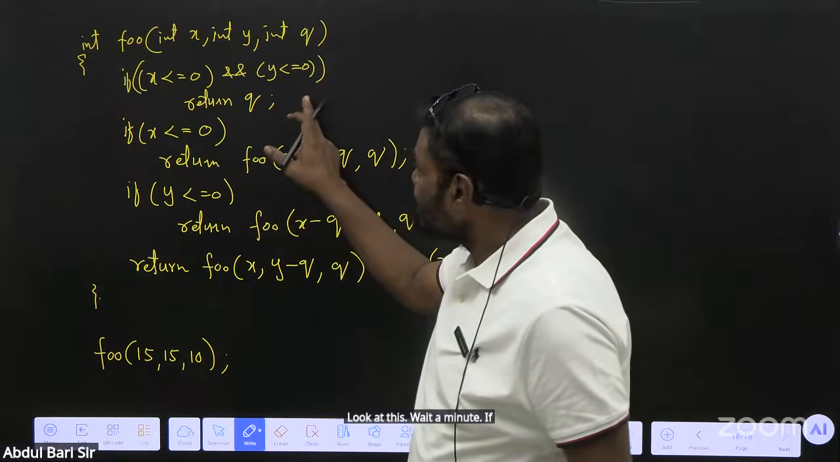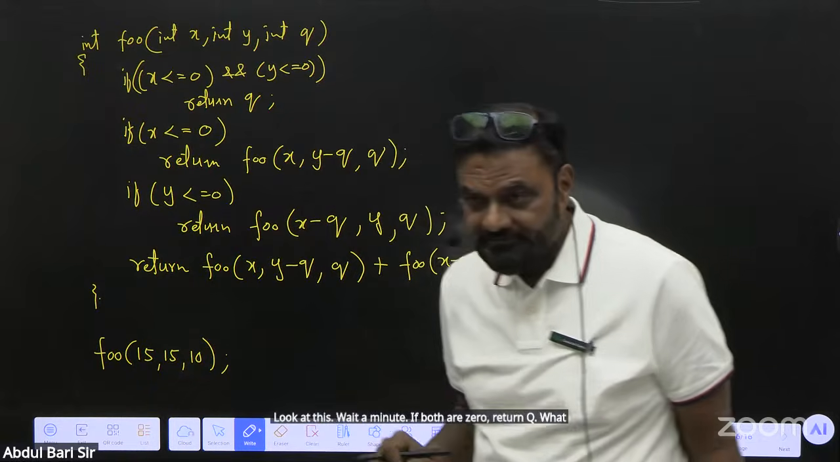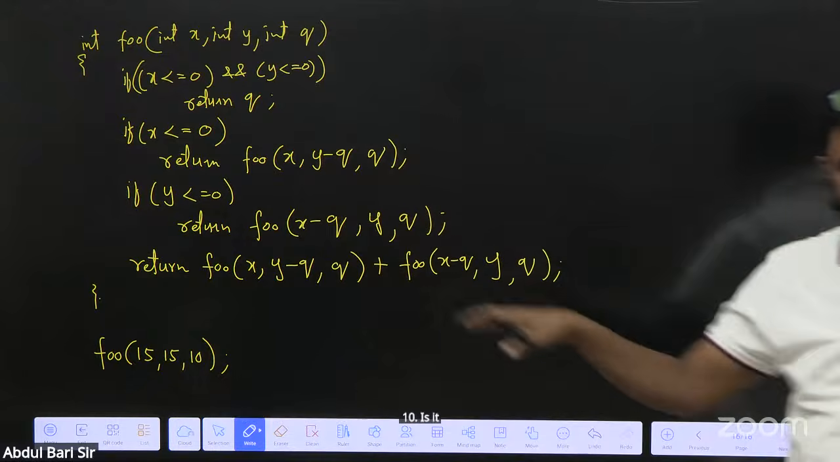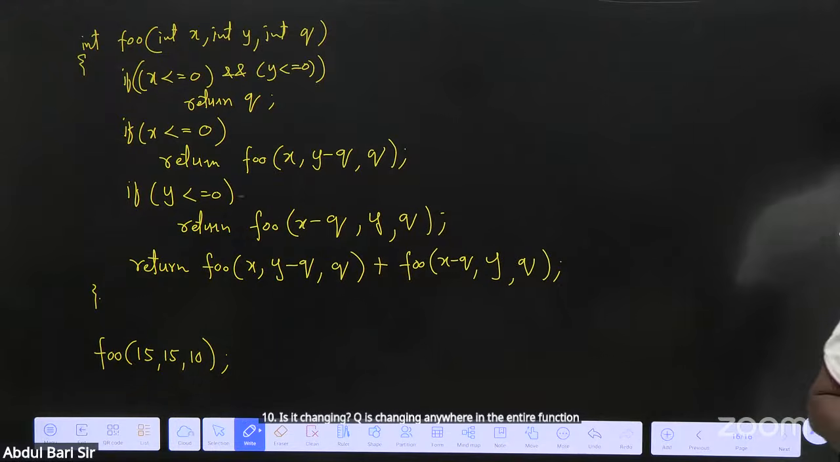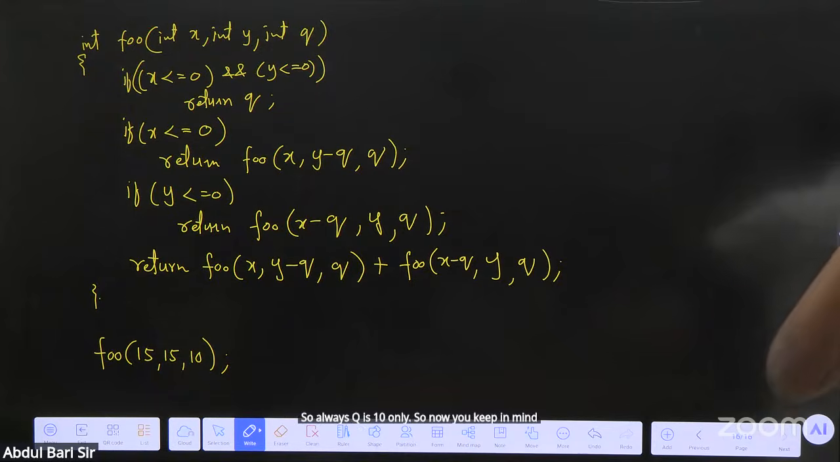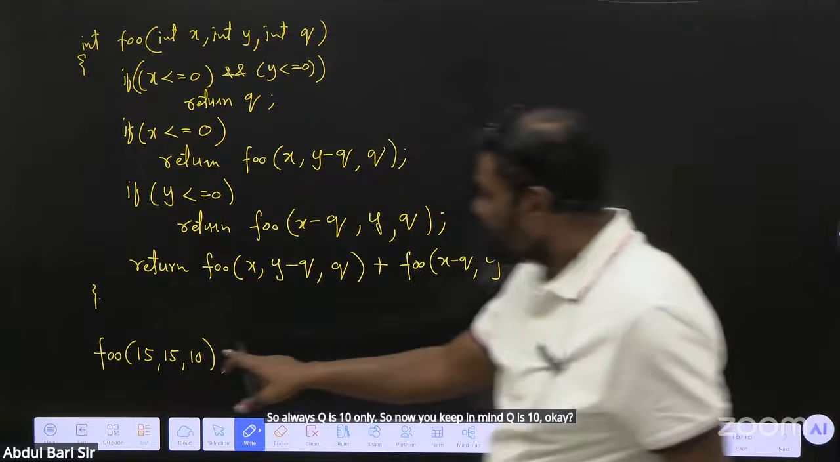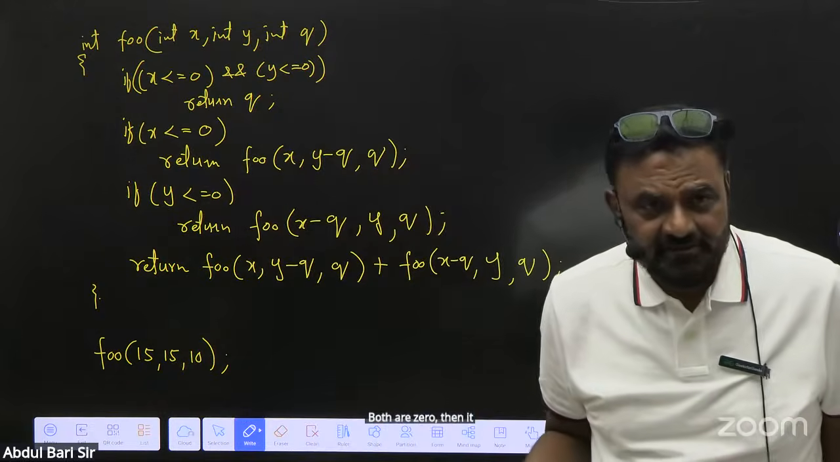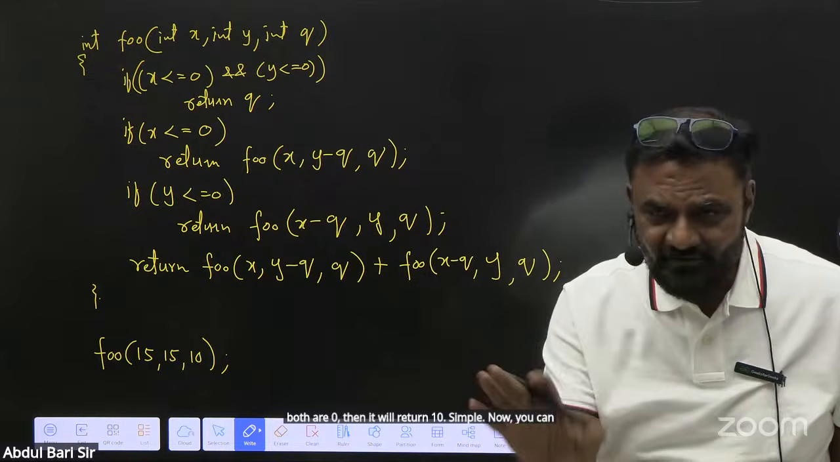Wait a minute. If both are 0, return q. What's the value of q? 10. Is q changing anywhere in the entire function? So always q is 10 only. So now you keep in mind q is 10. Then next thing, if both are 0, then it will return 10. Simple. Now you can remember this.